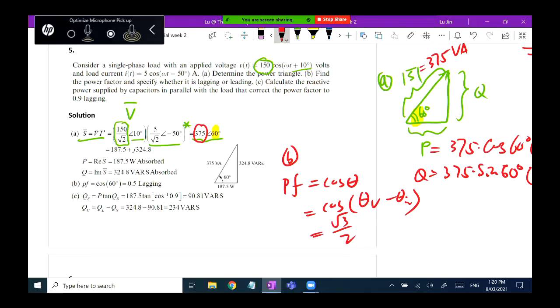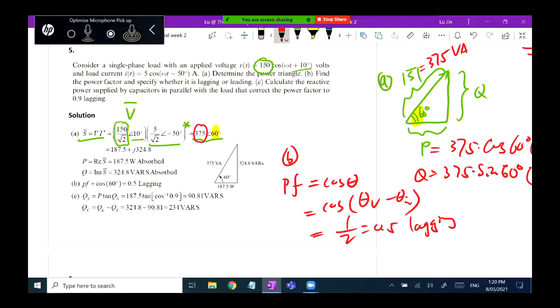And then convert that to decimal numbers. Oh, it's my fault, sorry. For cosine 60 degrees, it's 0.5. When you give the numerical answer of the power factor, please always follow it with the lagging or leading information. Otherwise, I will not be able to know the direction of the power triangle. So part B is solved. Very simple one. Part C.